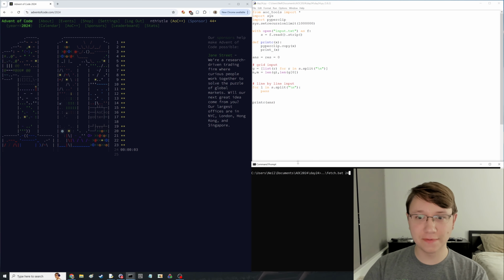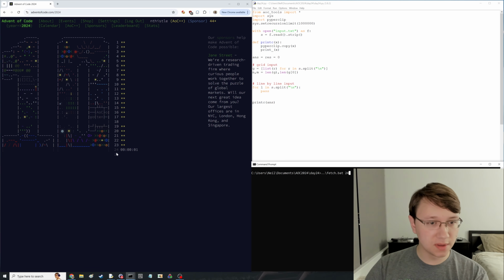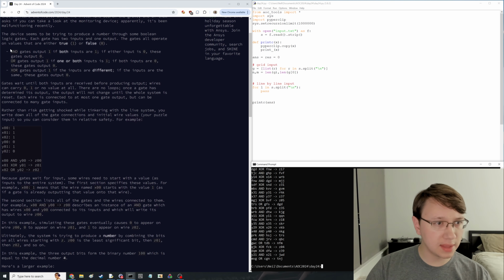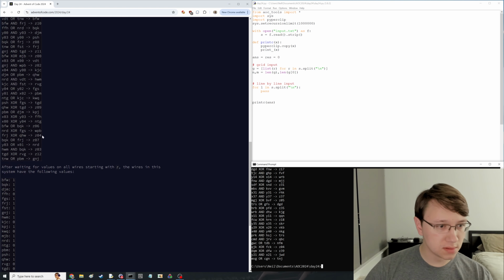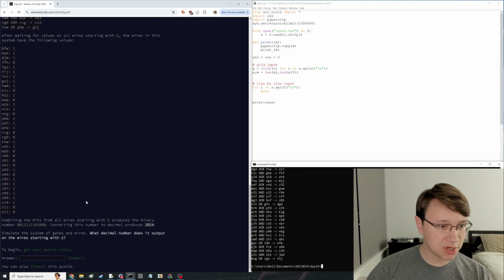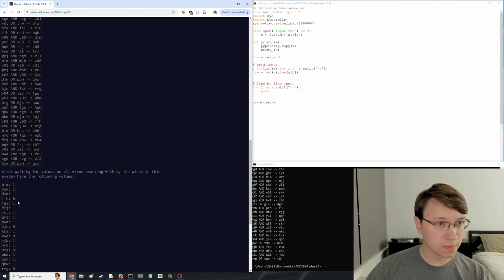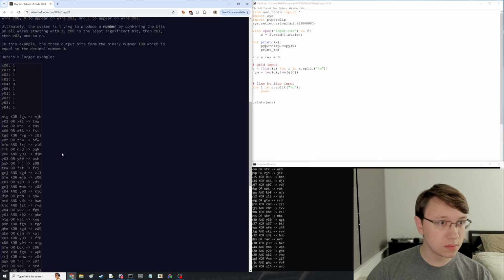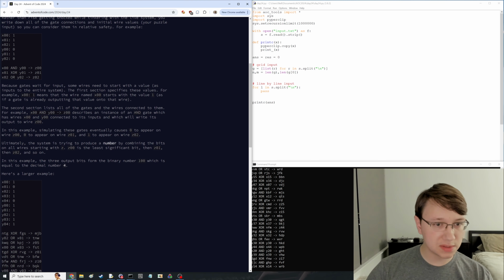All right, we're back for day 24 of Advent of Code. Here we go. Okay, I see AND gates, OR gates, XOR gates. Ooh, interesting. We have a giant combinatorial circuit, I think. The wire is starting with Z. Okay. I think this is pretty straightforward, maybe.